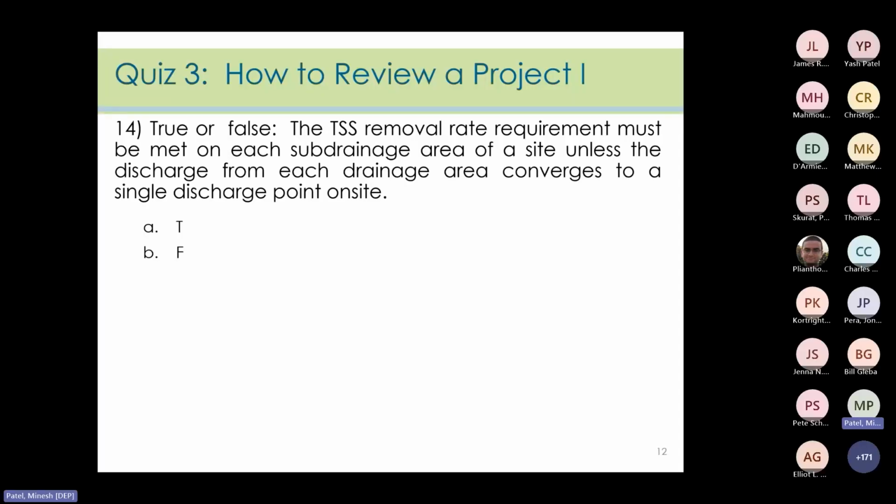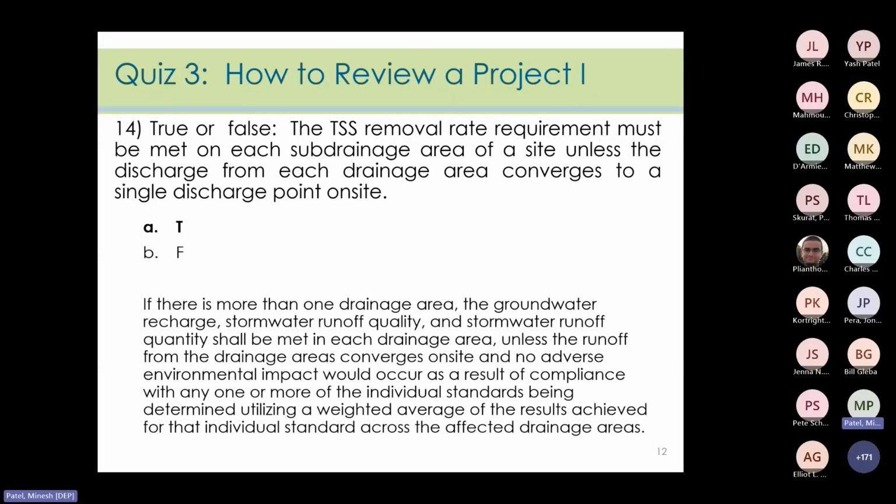Question 14, true or false? The TSS removal rate requirement must be met on each subdrainage area of a site unless the discharge from each drainage area converges to a single discharge point on site. And the answer here is A, true.